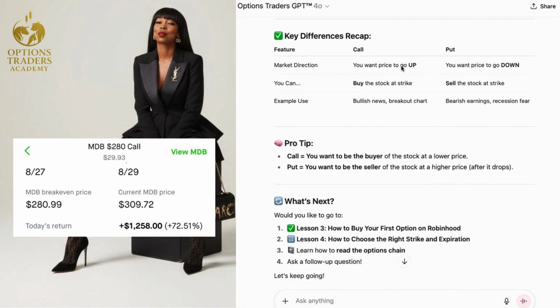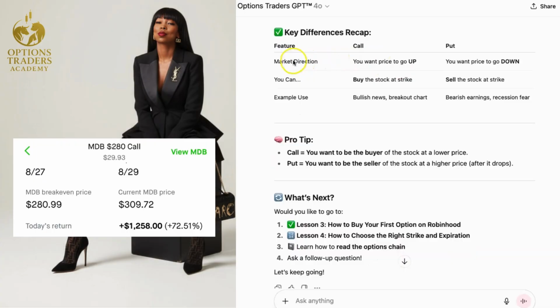I like that. Now, key differences recap. Feature: market direction. With a call, you want price to go up. With a put, you want price to go down.